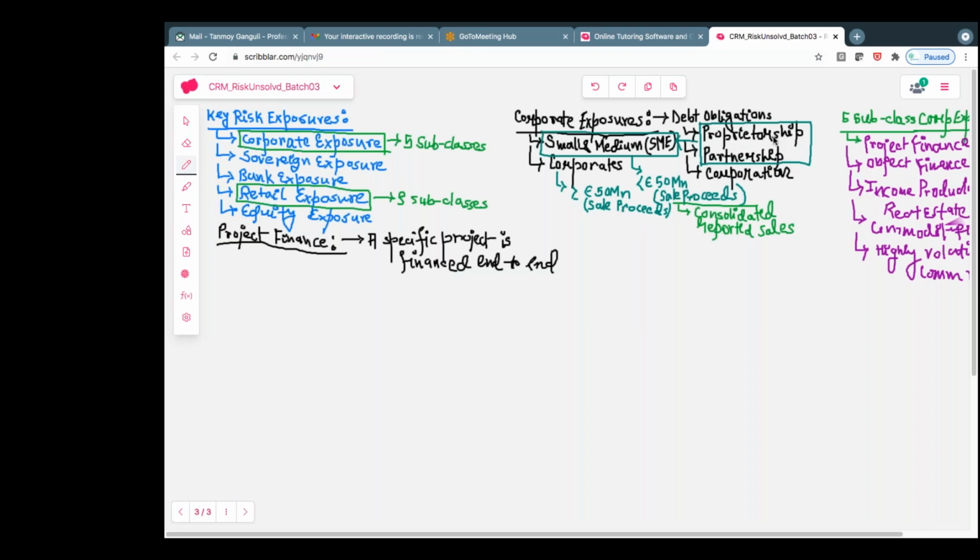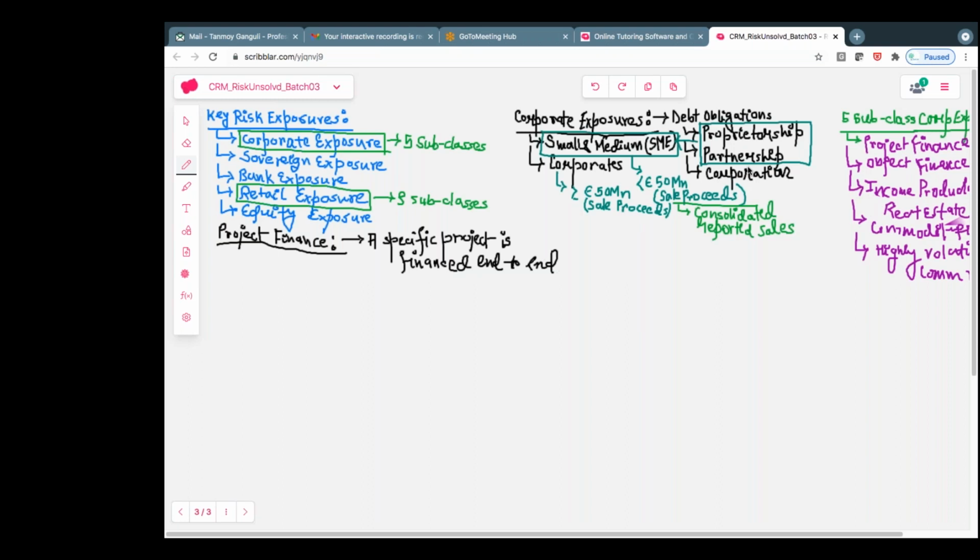So SMEs are divided into proprietorship, partnership, and private limited companies, and the way that the SMEs are defined is in terms of their sale proceeds, that is, whether it's less than 50 million euro or more than 50 million euro. Obviously the corporates are the ones which have exposures of more than 50 million euros, right? And apart from that we have the retail exposures.